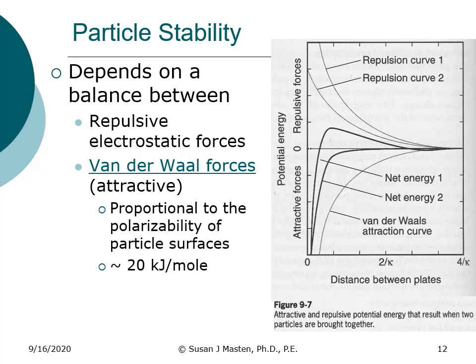So as I mentioned, the DLVO theory looks at a balance between the repulsive electrostatic forces and the attractive van der Waals forces. And we're looking at particle stability depends on a balance between those. So if we look here at what they refer to as repulsive curve 1, we have the attractive forces between these particles. And what you see is that the electrostatic force, or the potential energy, drops off with distance from the two particles. So basically, as you get further and further apart, the repulsive forces decrease, which you can expect.